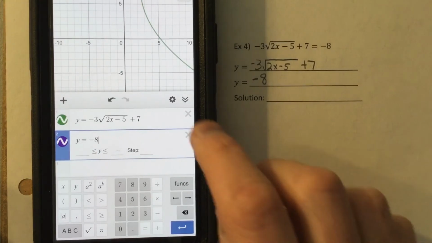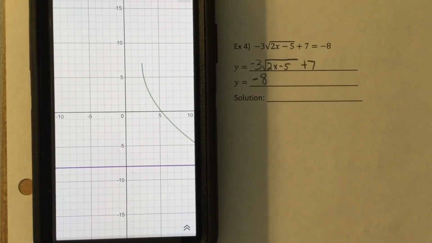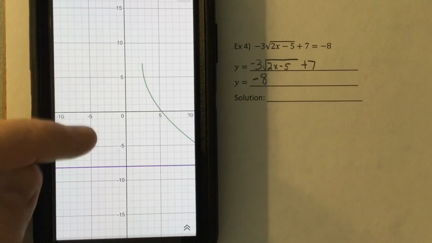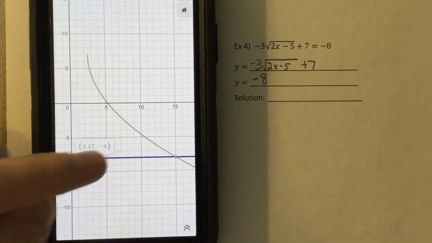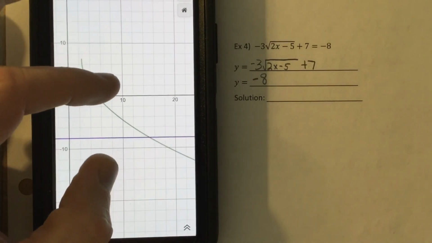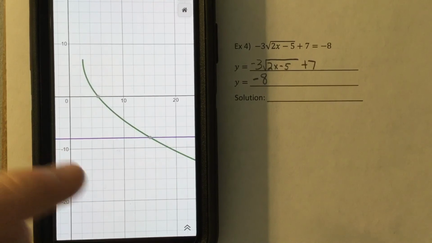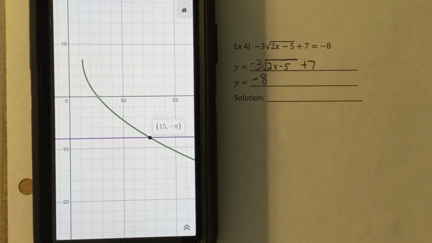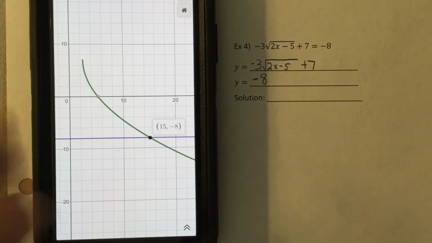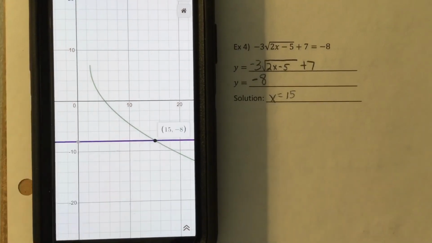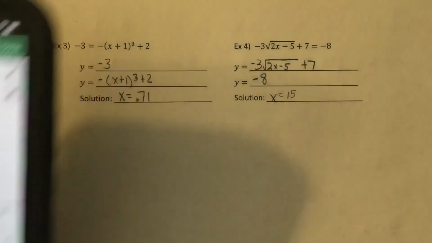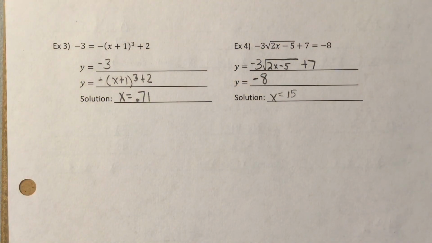Okay, I'm going to put this down so we can see the graph a little bit better. Now this is where a standard window doesn't really help me a whole lot here. It looks like they're not intersecting. So I would have to adjust my window, and when I do that, I can now see they're intersecting right here. So I click on the point, so I get x equals 15. That's my answer. Okay, so whatever way you like to solve this, you can go right ahead and do that, whether you like to do Desmos or your graphing calculator.